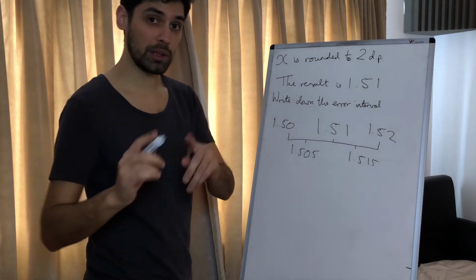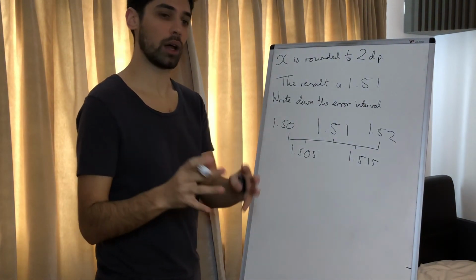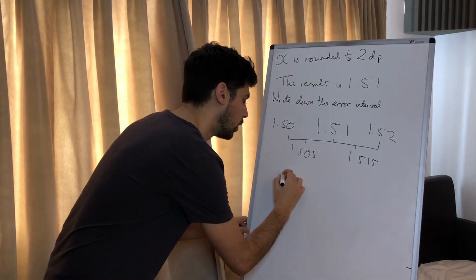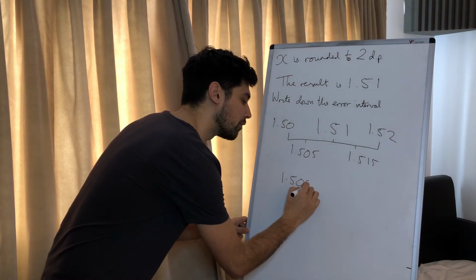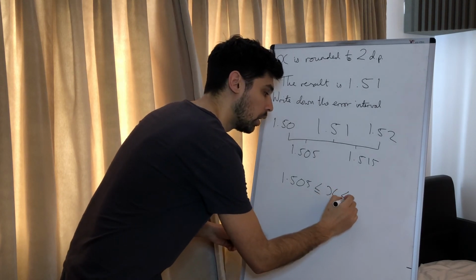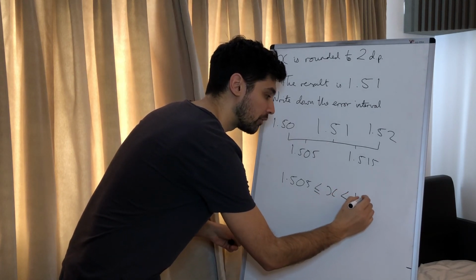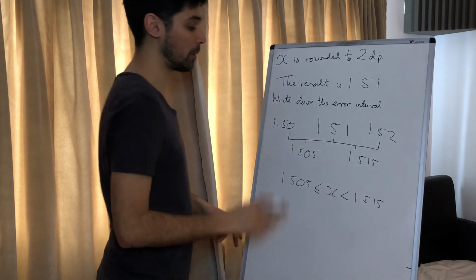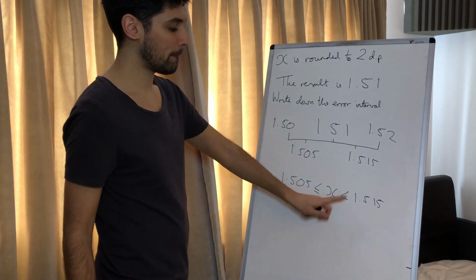So now let's remember the format of our error interval answer. 1.505 is less than or equal to x, which is less than 1.515. So remember, keep the equal to there, but not there.